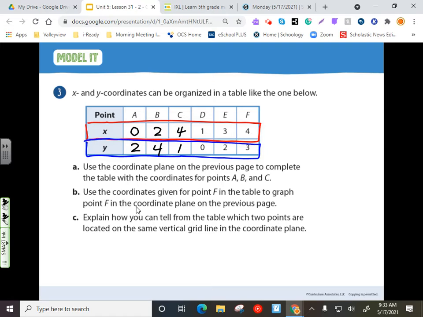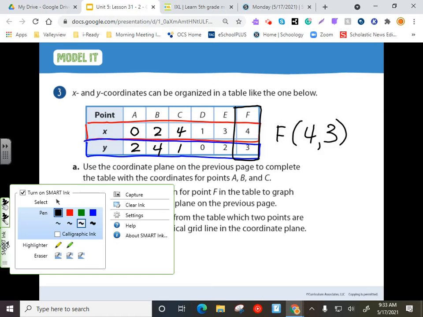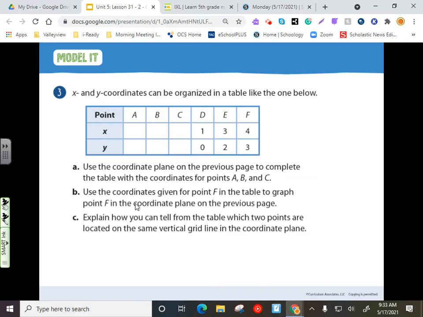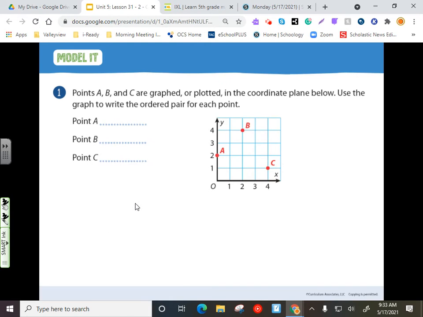And the last one here is point F, which is 4, because it's the x, and 3, which is the y. So that's going to be 4, 3. Let's really quickly see where that goes. So 4, 3, here's our 4. We go up to 3. And that would be our point F on our coordinate plane.